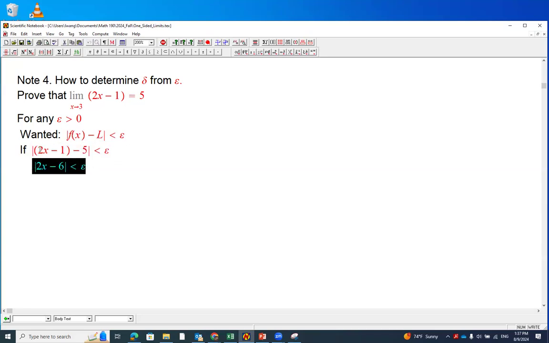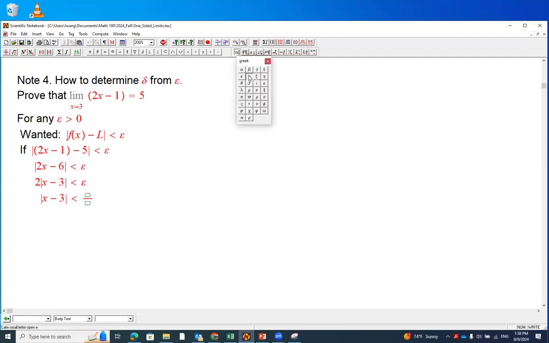Then if this one is true, the next one is true. If the absolute value of 2x minus 6 is true, that means I will have 2 times the absolute value of x minus 3, and that needs to be less than epsilon. Now, for the last inequality to be true, I need the absolute value of x minus 3 to be less than epsilon over 2. So that's how we decide, okay, let this be the delta.